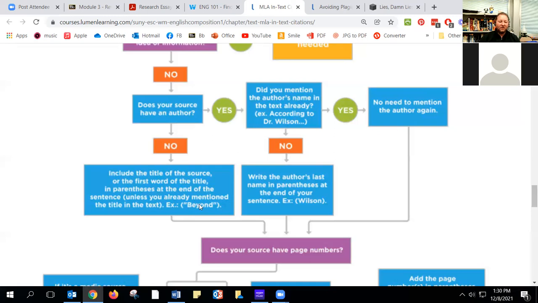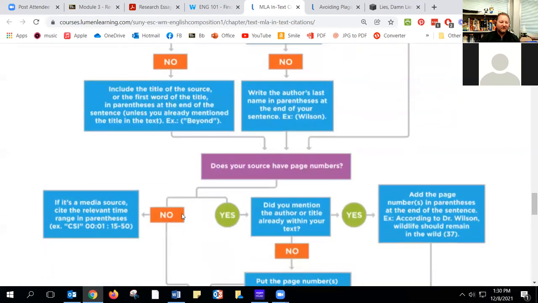So let's say you have two articles and they both begin with the word "Beyond." You'd have to include enough of the second or third words to make sure it's clear which one you're talking about at all times, right? So let's say one article was called "Beyond the Universe," and the other one's called "Beyond Common Core." So you could write "Beyond the Universe" or "Beyond Common," and that would indicate the two different uses of the sources, right?